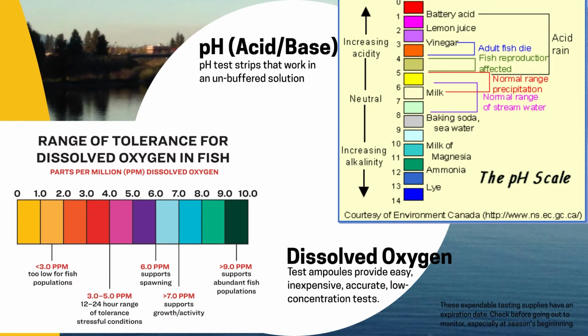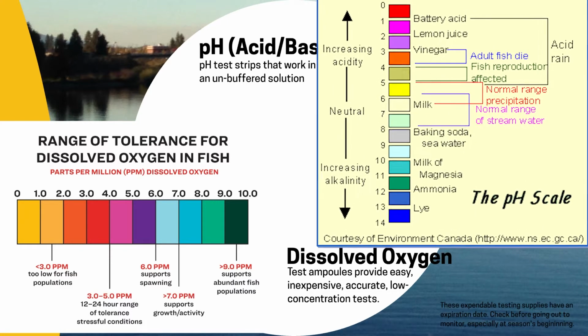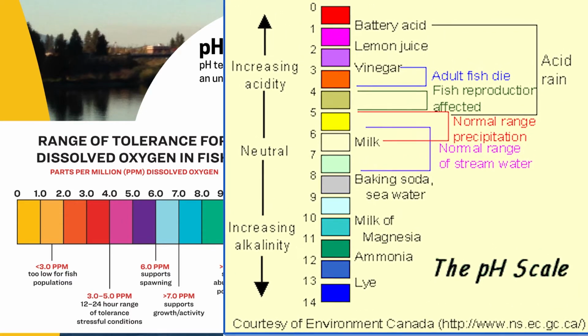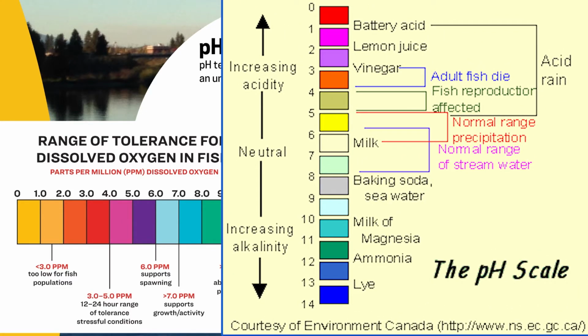The two primary chemical assessment data we collect is pH and dissolved oxygen concentration. pH refers to the acidity or basicness of the water. pH is measured on a scale from 1 to 14, with 7 being neutral. Readings lower than 7 are acidic, and readings above 7 are basic. Some people call that alkali.